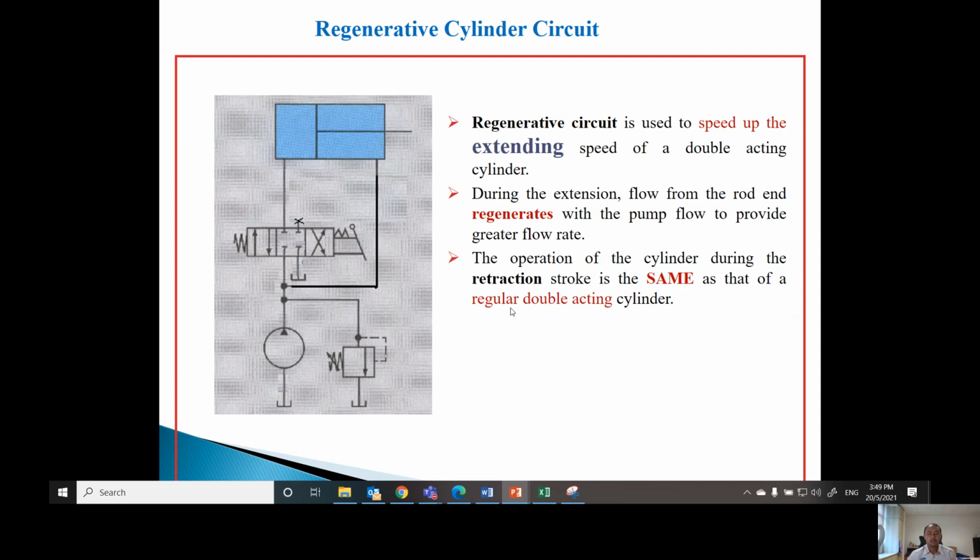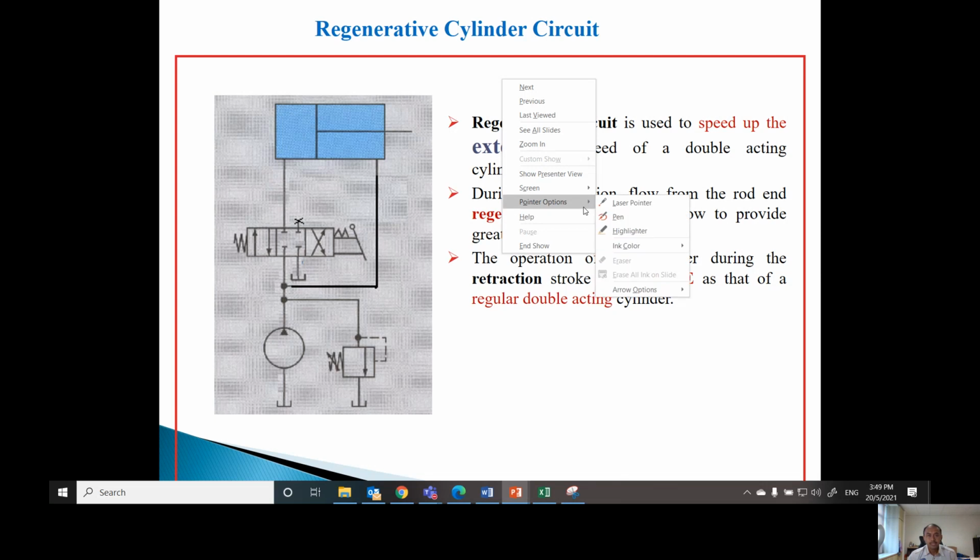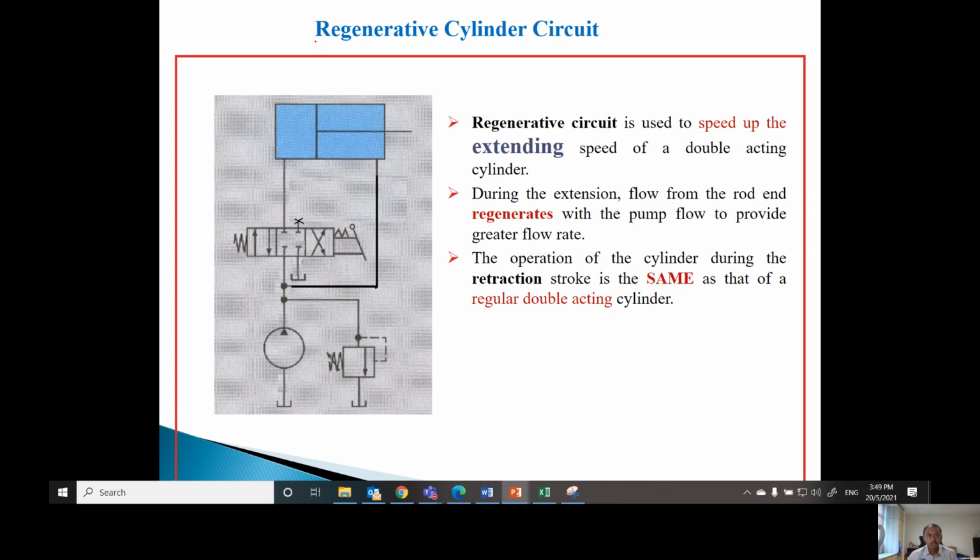Okay, so this is a basic diagram for a regenerative cylinder circuit. Why do you see the term regenerative? Because the main difference from this regenerative circuit compared to the conventional one is that the outlet line coming from the cylinder normally is channeled to the tank. That is for the conventional one.